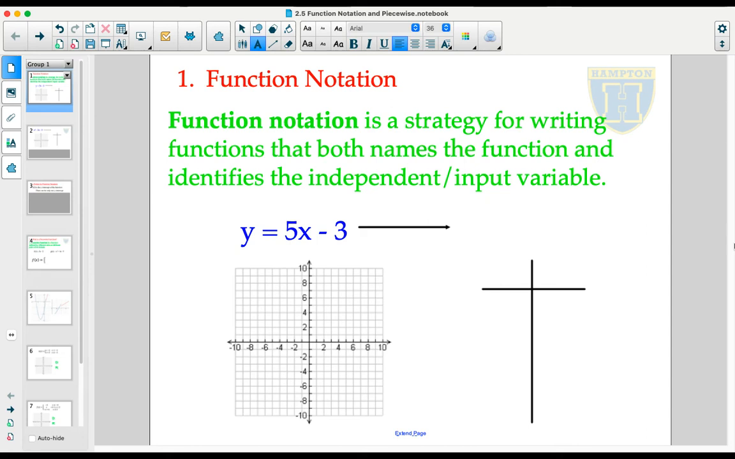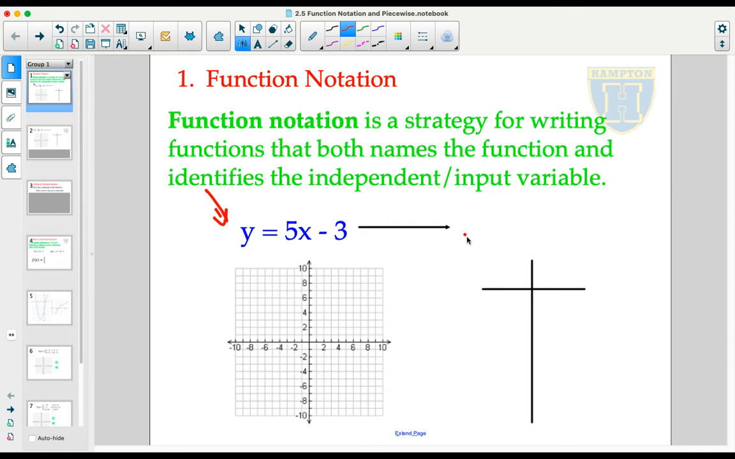Function notation is a strategy for writing functions that puts the emphasis on the name of the function and the identification of the independent variable. At this point, we have plenty of experience working with equations that look like this: y equals 5x minus 3. Function notation says that because that is actually a function in the conventional sense, there's an input followed by an output, and those input-output relationships are unique, that we can re-identify this using function notation.